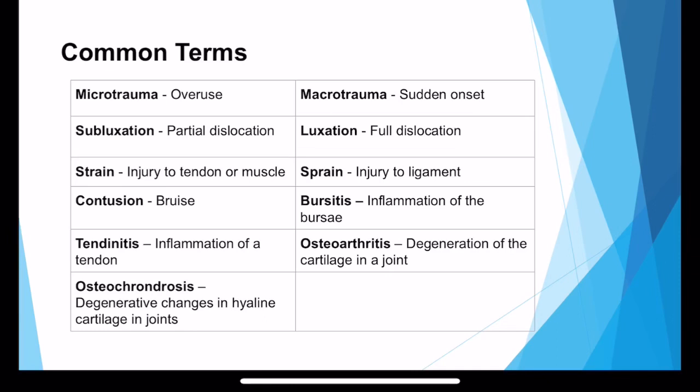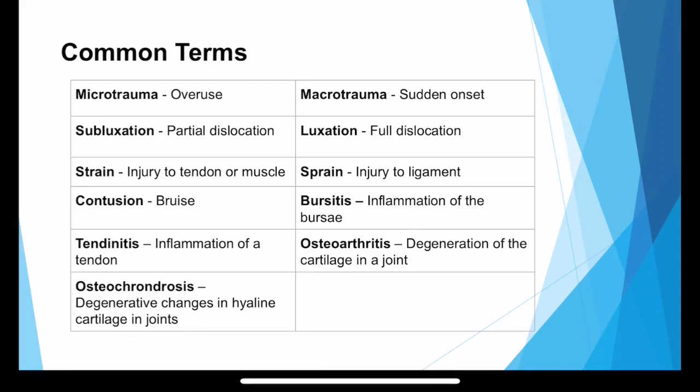Next is a strain. So that's going to be an injury to a tendon or a muscle. And then a sprain is an injury to a ligament. So I just remembered that by remembering that strain has the word train in it, and you train your muscles. So there you go. The next term that we're going to go over is contusion, and that's just a fancy way to say bruise, or there's some bruising.